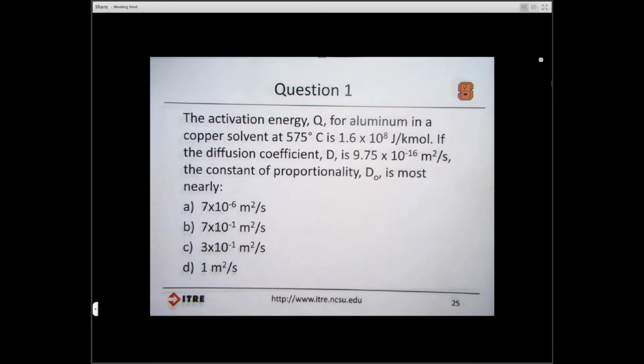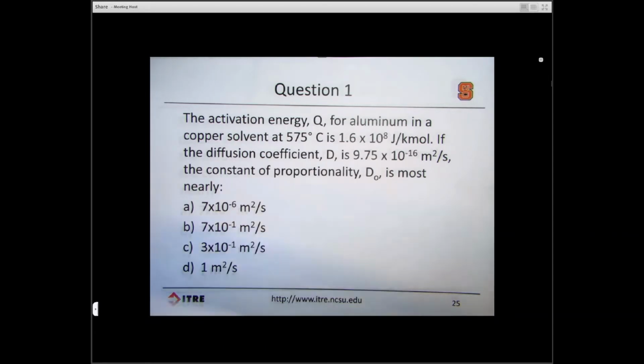The activation energy, Q, for aluminum in a copper solvent at 575 degrees Celsius is 1.6 times 10 to the 8th joules per kilomole. If the diffusion coefficient D is 9.75 times 10 to the negative 16 meters squared per second, the constant of proportionality D naught is most nearly.